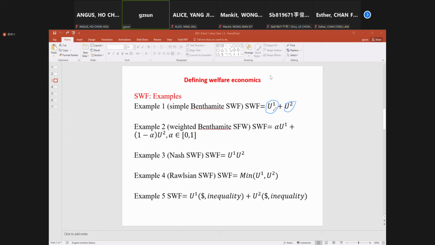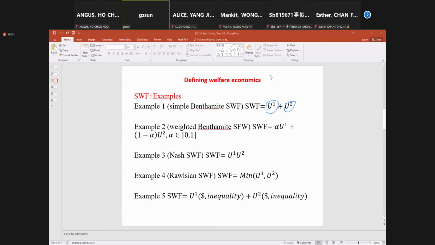Sometimes we can interpret person one as class one and person two as class two. For example, this is the working class, low income people, the low income class. Sorry, this is middle or high income people, or the high income class, rich people, poor people. So we can literally interpret the two-person story as a two-class story.